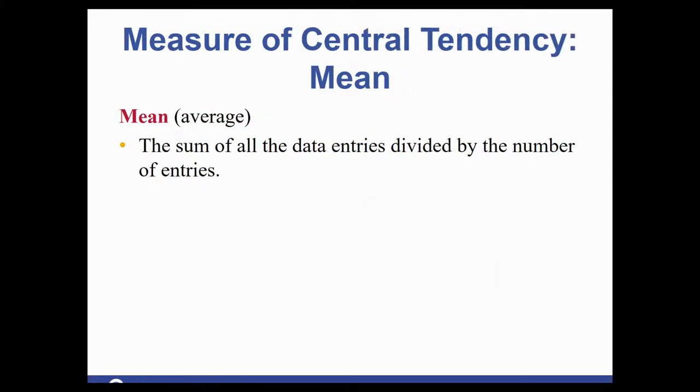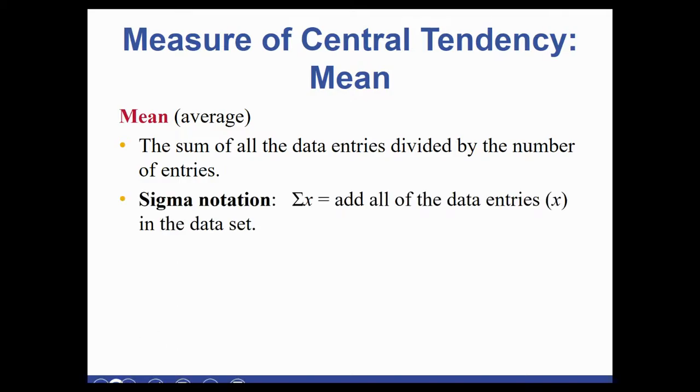So mean is another word for average. It is the sum of all of your data entries divided by the number of entries that you had, or divided by your sample size. With this section, we're going to start adding some notation as far as your variables and the way to write some of this. So sigma notation is when you are summing up all of your data set. The sigma is this symbol right here. It's a Greek letter. That means to sum.